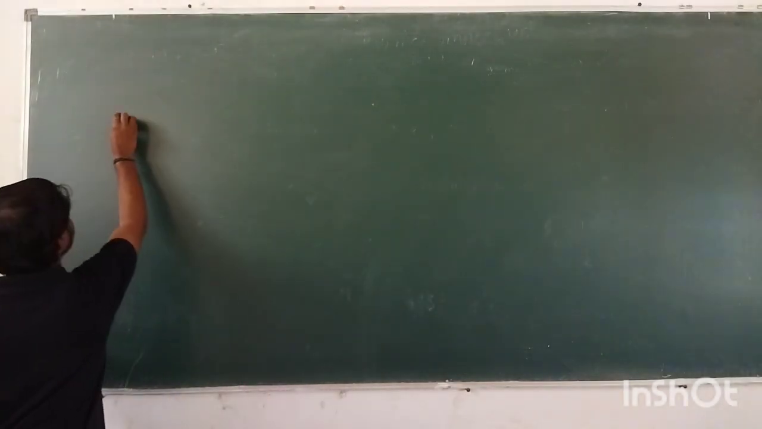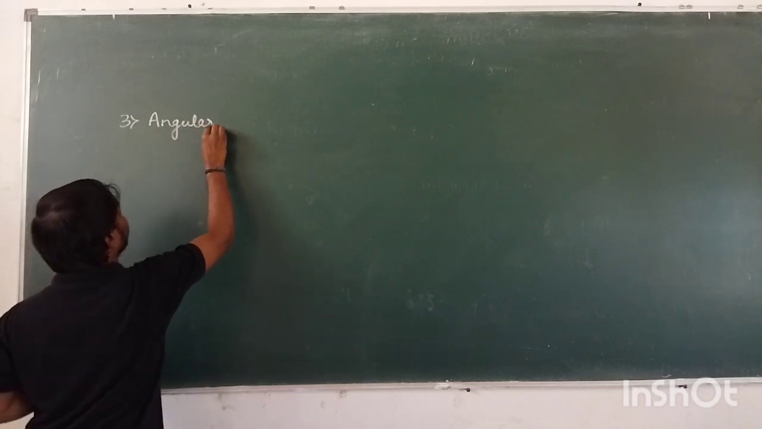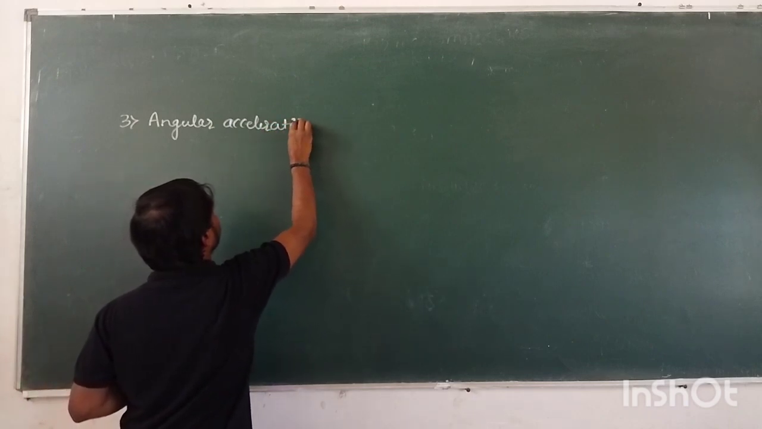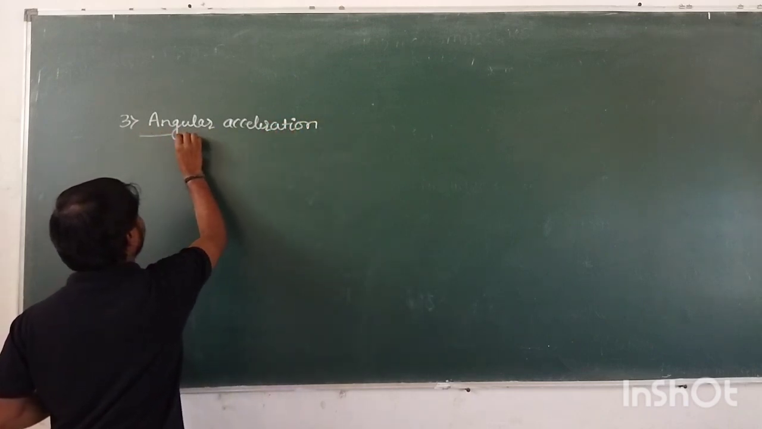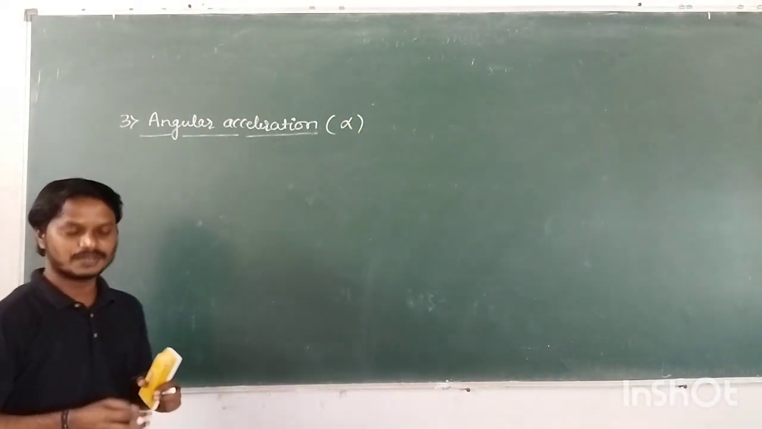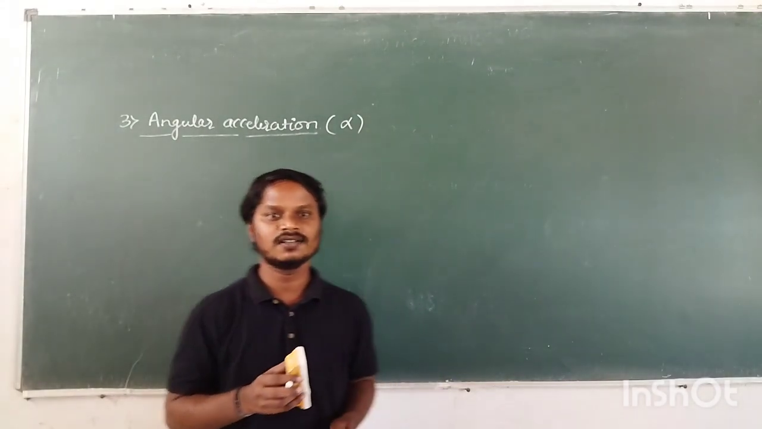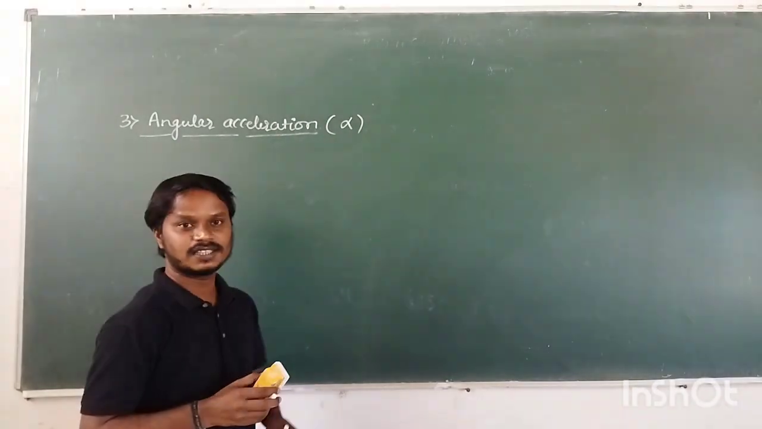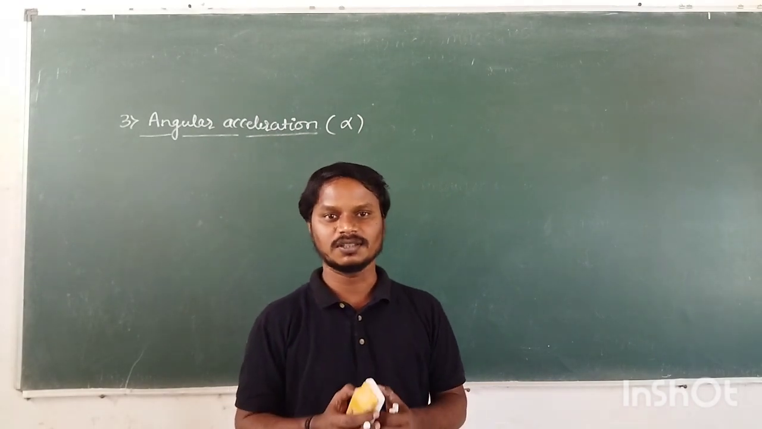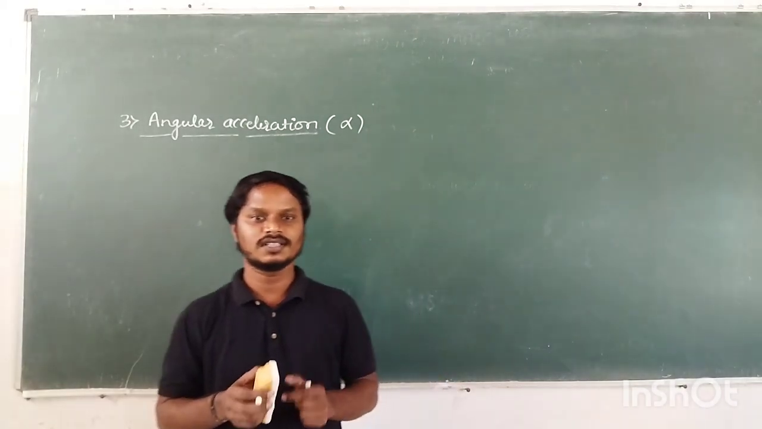Third one, angular acceleration. Angular acceleration can be represented by alpha. So angular displacement is represented by theta, angular velocity by omega, and angular acceleration by alpha. What do you mean by angular displacement? It is the angle covered by the rotating body. And what do you mean by angular velocity? It is the rate of change of angular displacement.